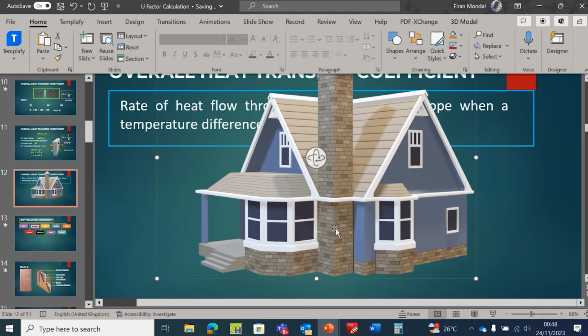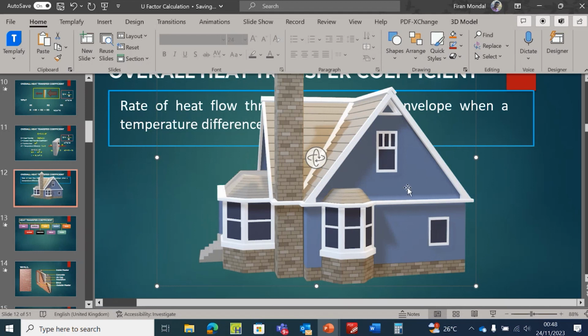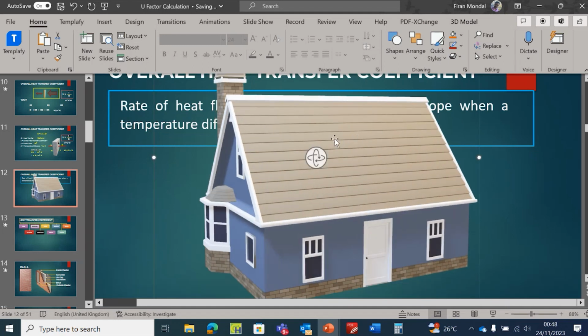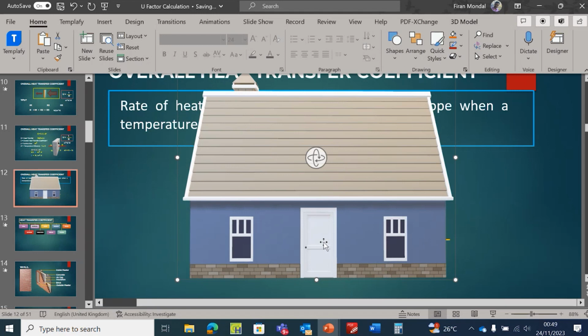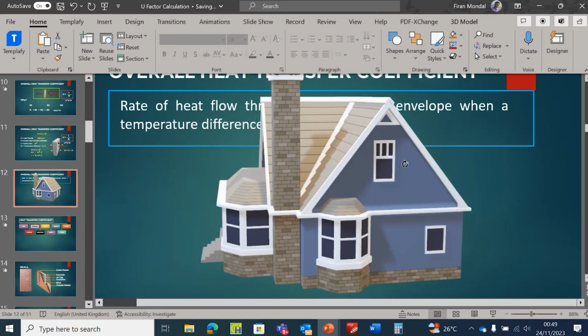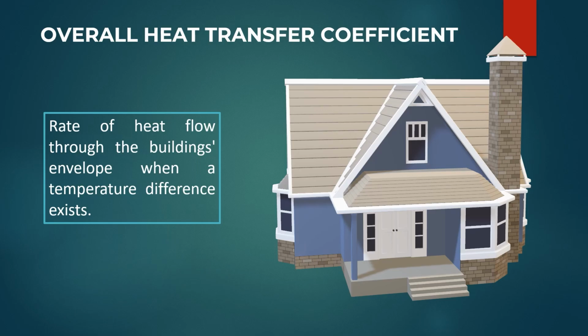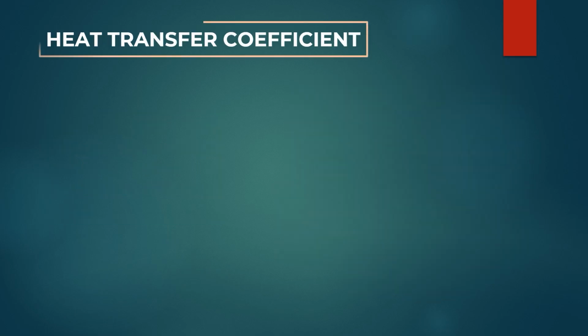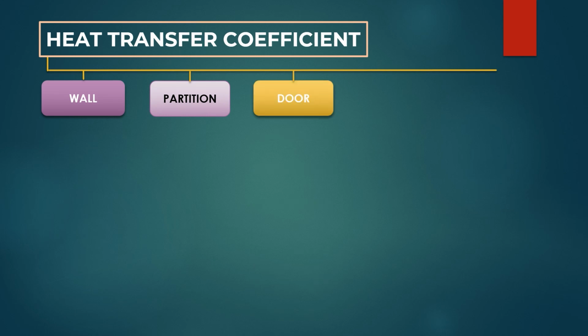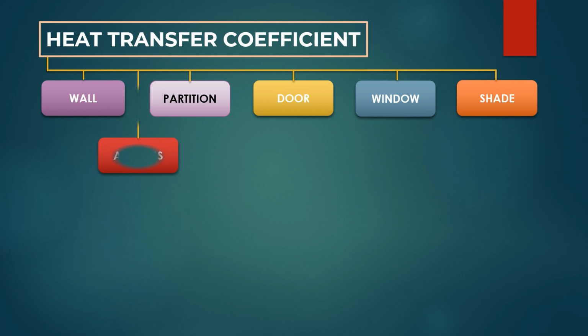Check this side. So these are the wall, and this is a shaded window, wall. You can check the back side. Yes, on the back side we can see this is the sloping roof, this is the window, and this is the door. Let's see clearly. So this is basically the door. So these are basically the envelope of a building through which heat is transferred. So we have seen that heat transfer can happen through wall, partition, door, window, shade, air films, insulation, and metals.